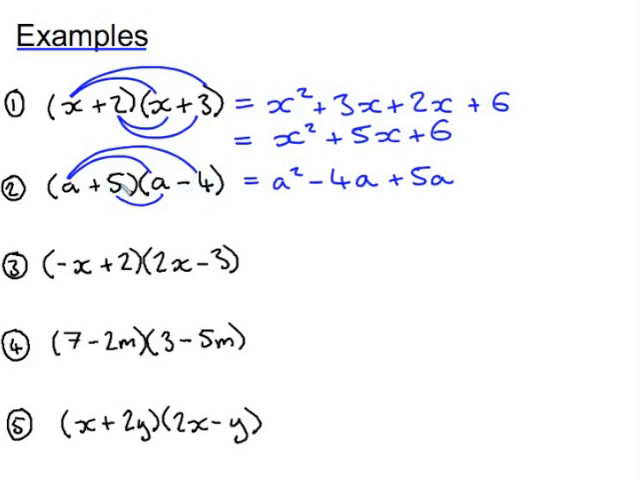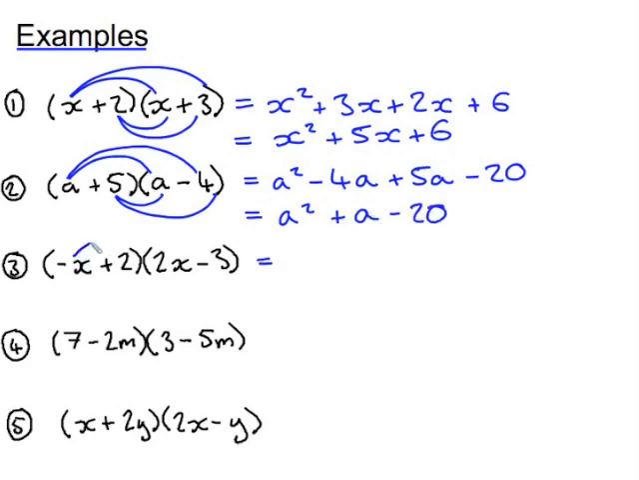This is like multiplying positive 5 by negative 4, so this is subtract 20 at the end. Now when we simplify, take 4a and then plus 5a, we can replace that with plus 1a or plus a.